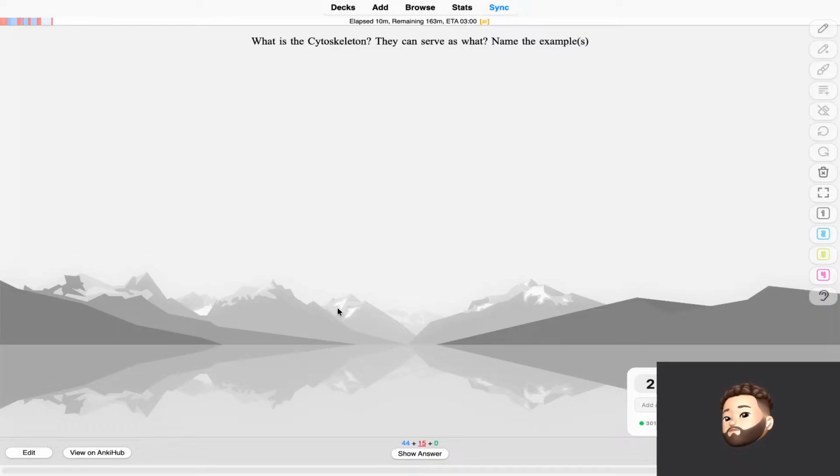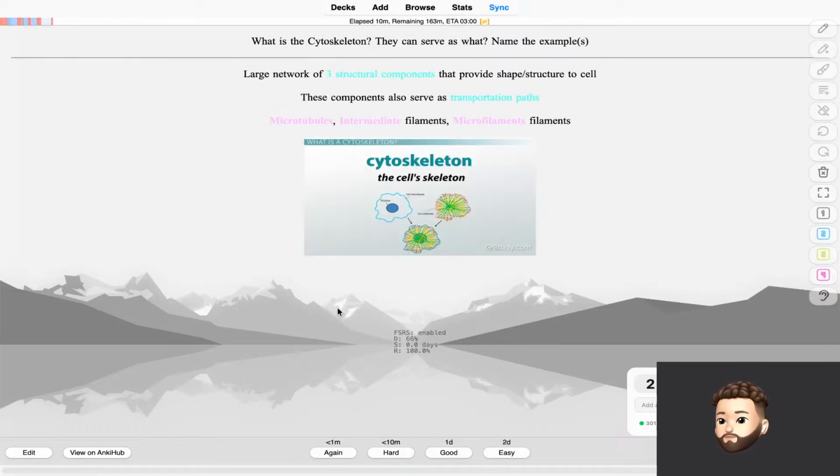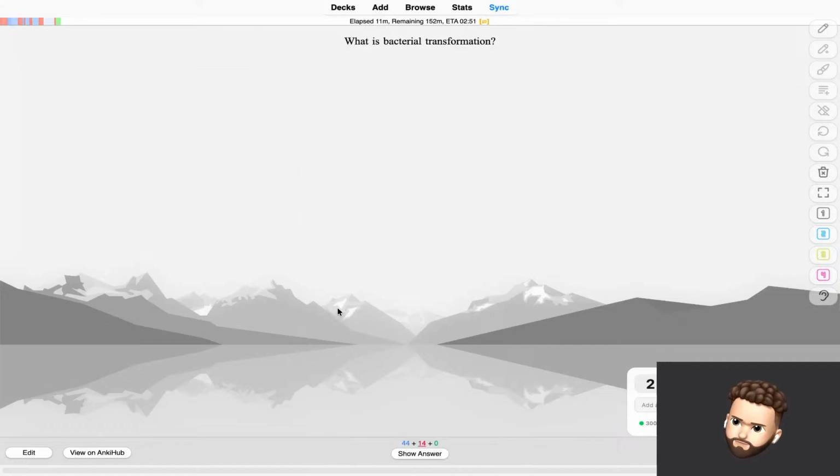What is a cytoskeleton? The cytoskeleton is the network of three structural components that provide shape and structure to the cell. They can serve as transport pathways. The examples are microtubules, microfilaments, and intermediate filaments. I think I said that, right? I think I said that.